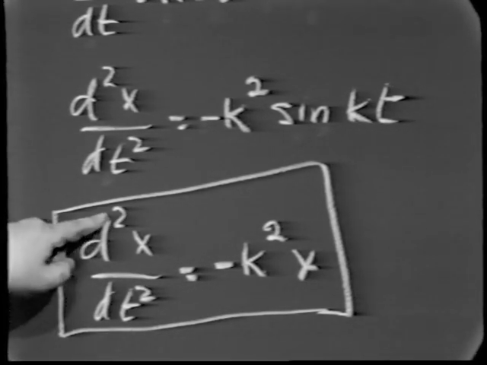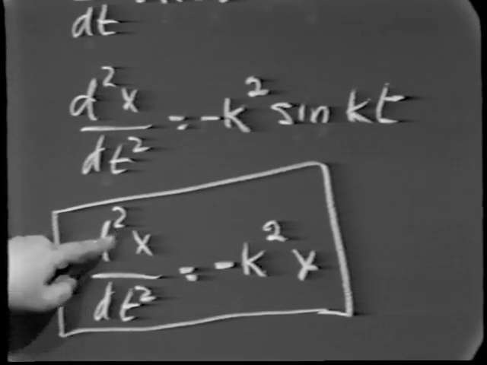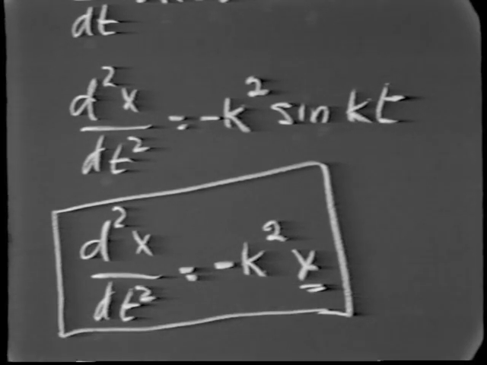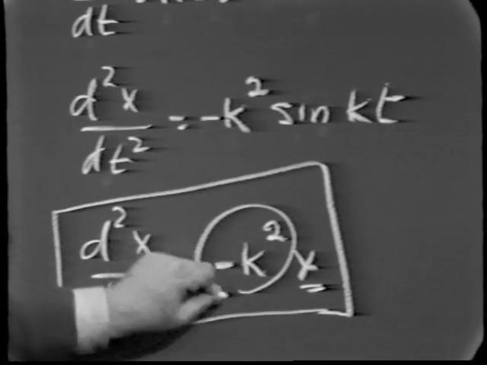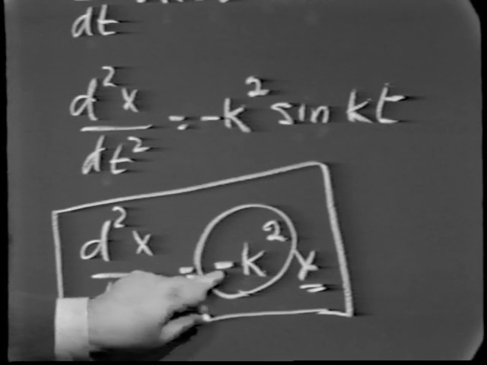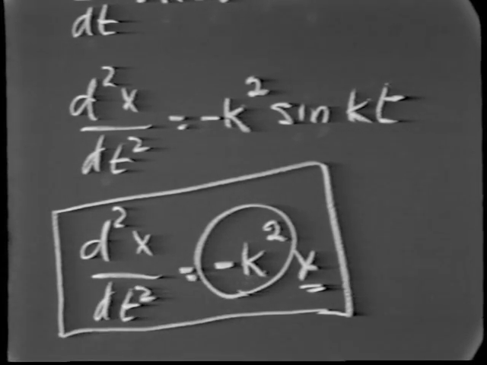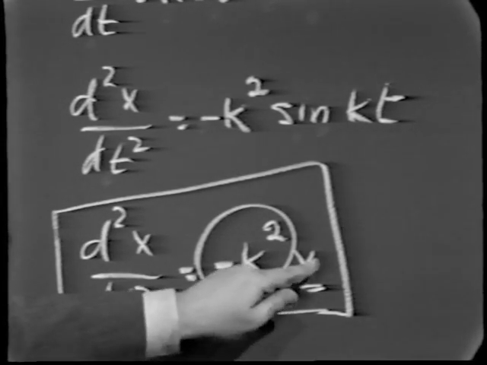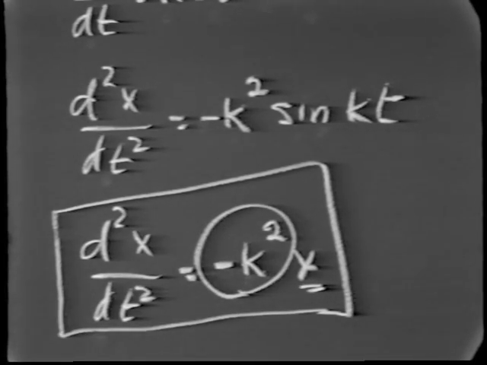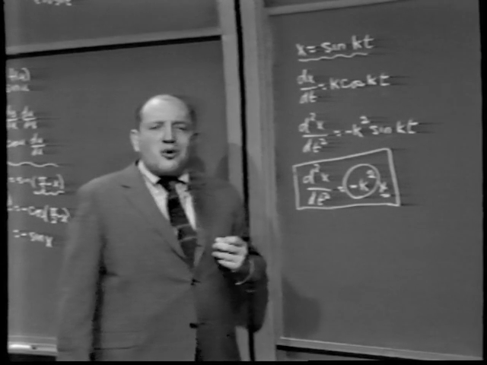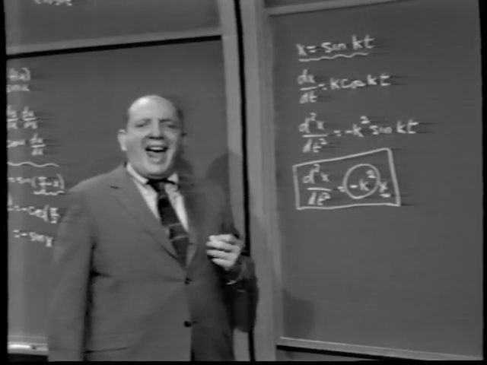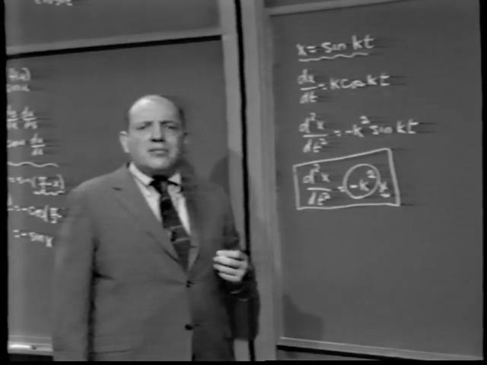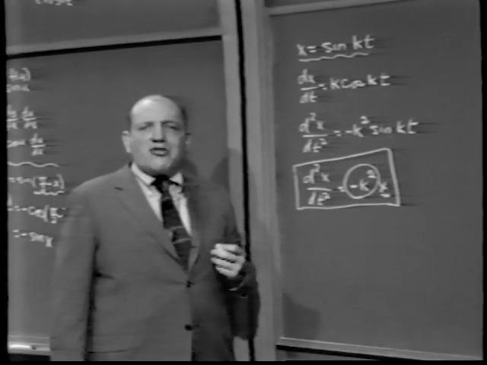And what does this say? It says that d2x/dt squared, the acceleration, is proportional to the displacement, the distance traveled, but in the opposite direction. You see, k squared can't be negative, so minus k squared can't be positive. This says the acceleration is proportional to the displacement, but in the opposite direction. Does that problem require any knowledge of angles to solve? Notice that this is a perfectly good physical problem. It's known as simple harmonic motion.